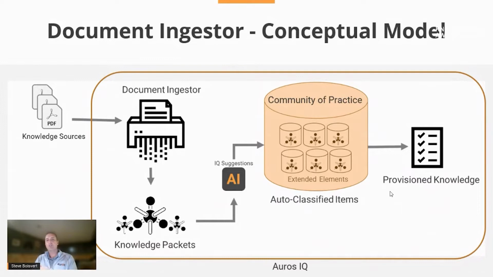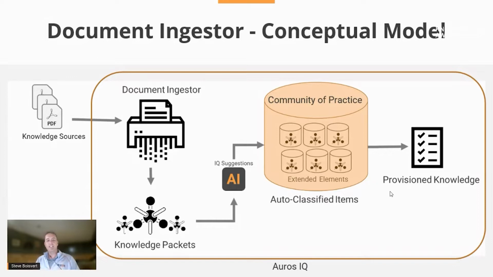So let's talk about how it works. Let me break it down a little bit deeper here. I talked a little bit before, it's a systematic thing that decomposes PDF files. So here's how it works. We have our knowledge source, in the form of a PDF file. We bring that into Auros IQ, into this thing we call a document ingester, which I have represented here with a little shredder. Basically, when we bring that into the document ingester, we identify parsing queues to understand how we can systematically break down those documents to create knowledge packets.